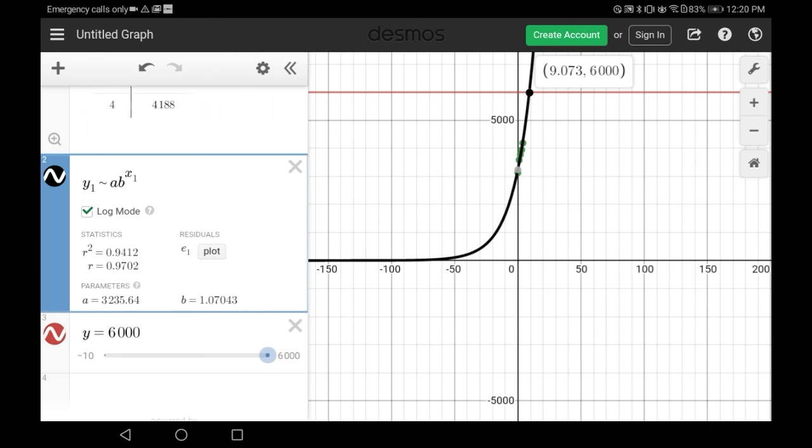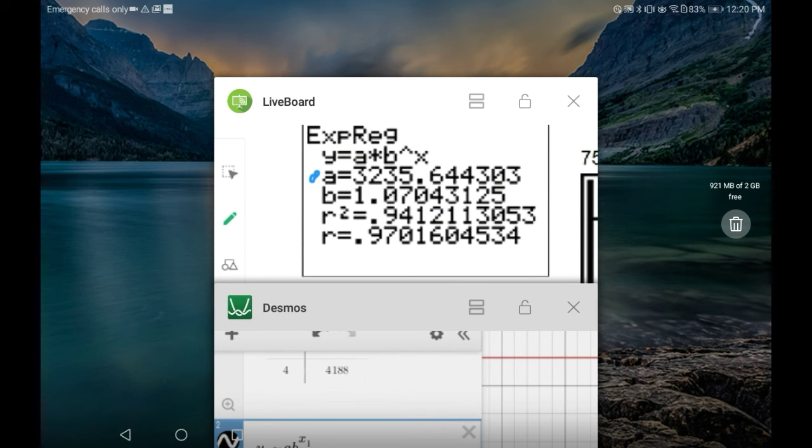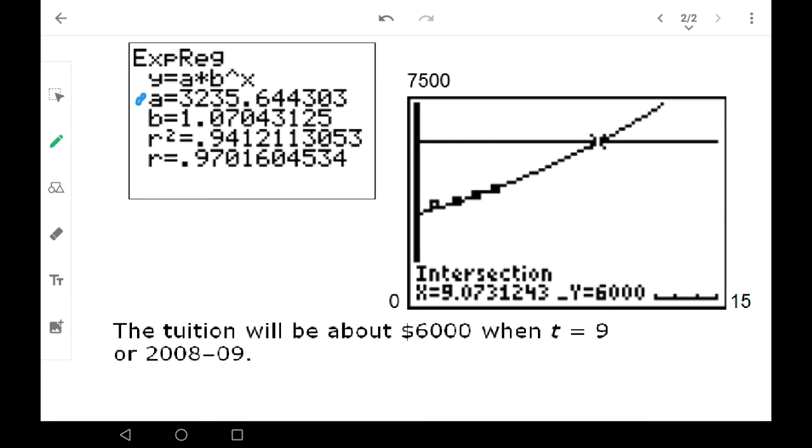And the B value that we have here using Desmos is 1.07. So let's take a look at our Y value that says 1.07. It's the same. So that means that if I use Desmos, I can get the same exponential regression as using a graphing calculator, right?